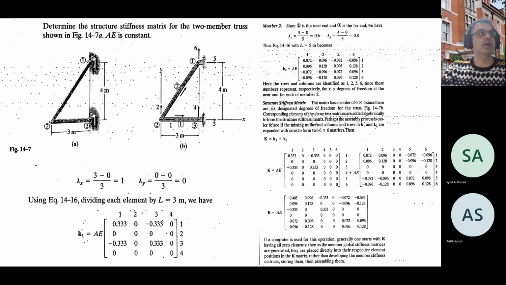Morning. Can you see my screen? Yes, I can. Good.